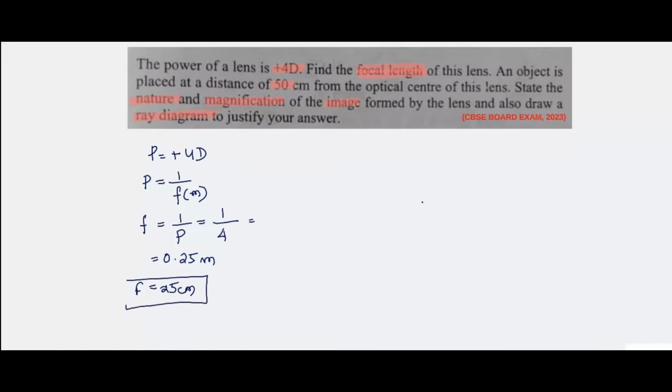Let's start. Let's write down what is given. The power of this lens is plus 4D, and plus means it's a convex lens. Using this power we'll find the focal length using the formula: power is the reciprocal of focal length expressed in meter. So focal length will be 1 by power, which is 1 by 4, which is 0.25 meter. But focal length needs to be expressed in centimeter, so focal length is 25 centimeter. So focal length is plus 25 centimeter.